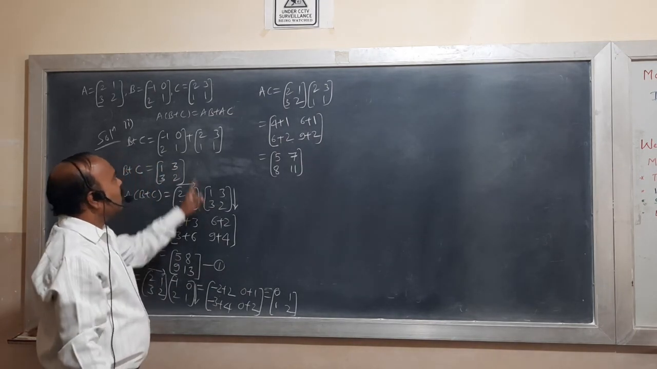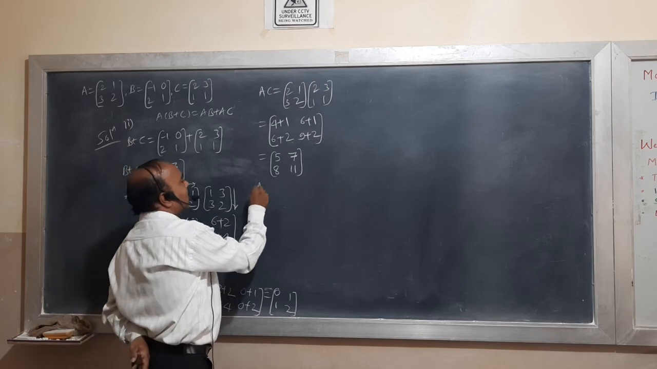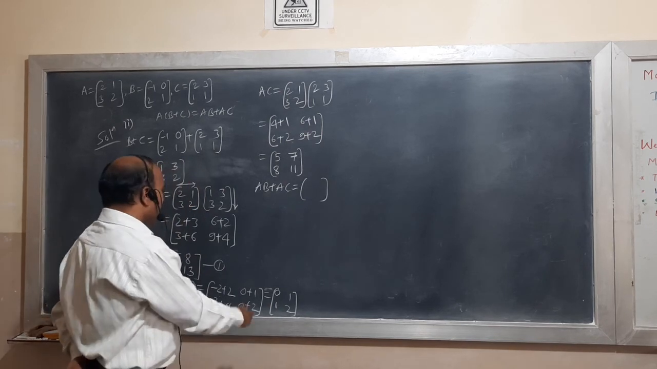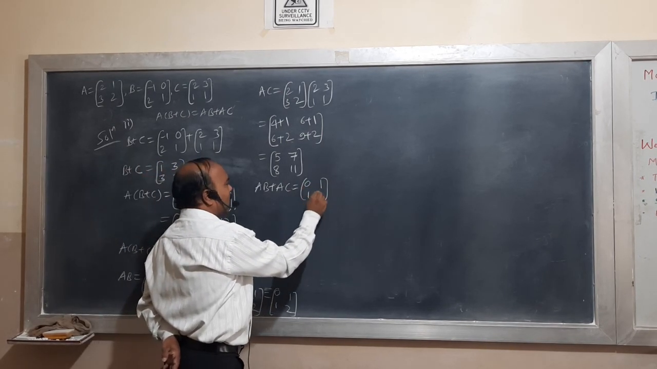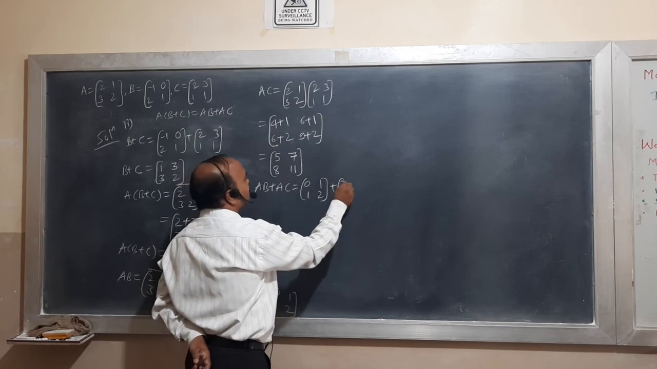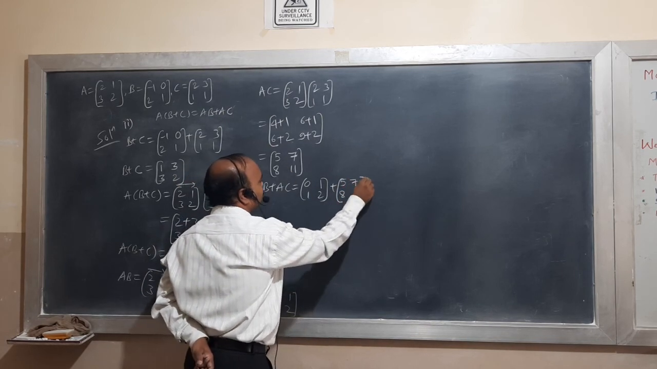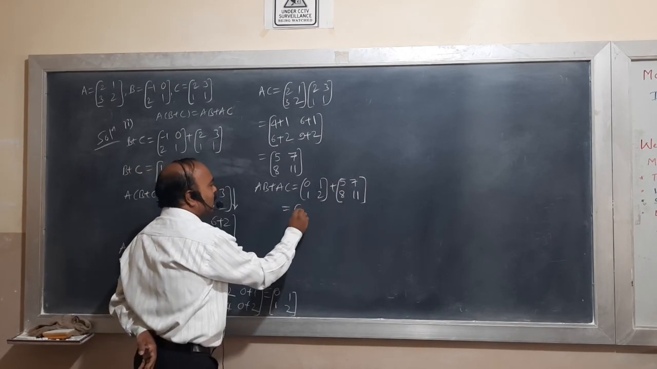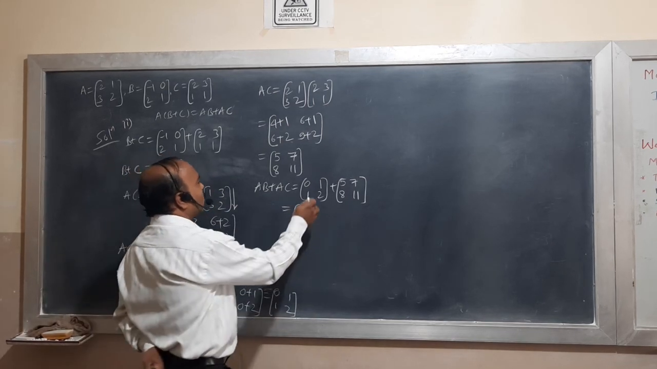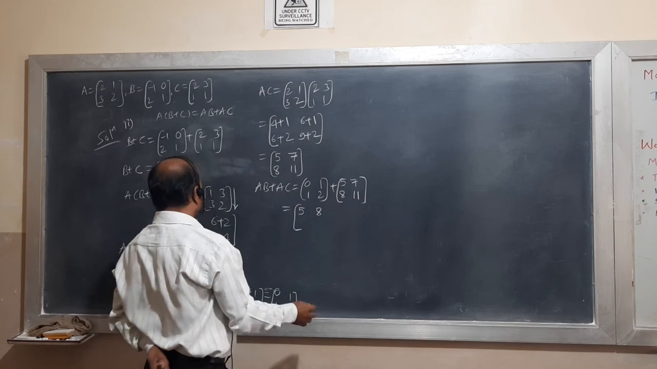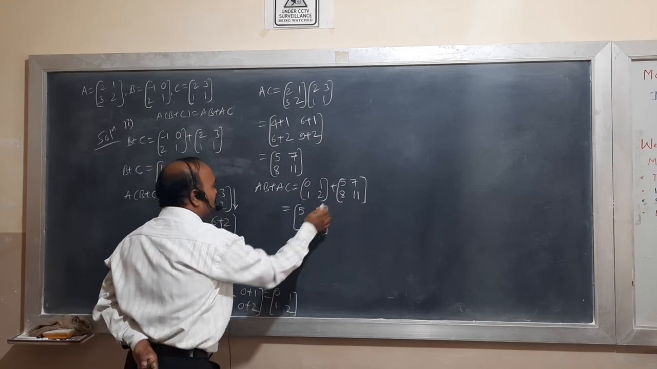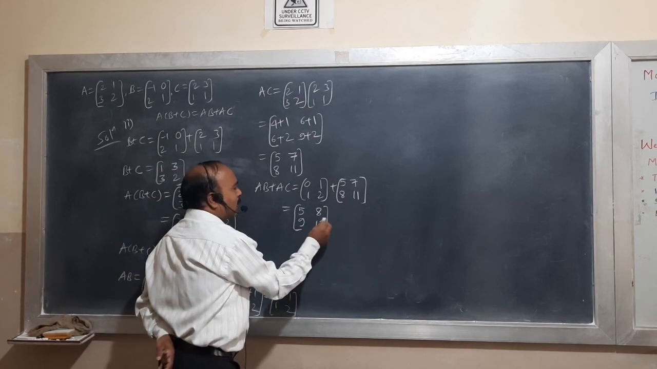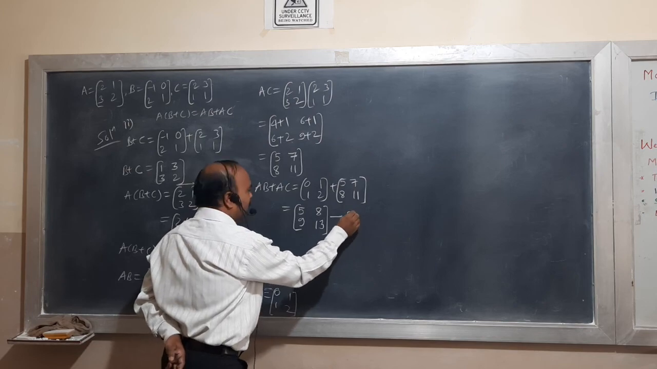Then you consider AB plus AC. AB plus AC equal to, substitute the AB value: AB is 0 1 1 2 plus AC is 5 7 8 11. Now simplify this, addition of two matrices. 0 plus 5 is 5. Next, 1 plus 7 is 8. Next, 1 plus 8 is 9. Next, 2 plus 11 is 13. Call this equation number 2.